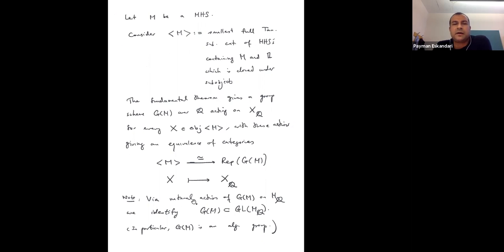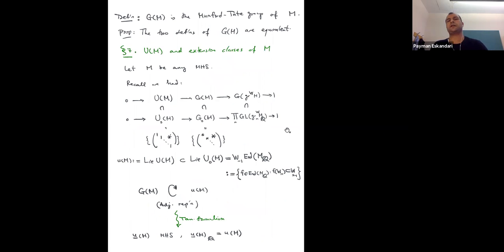Now, going back here, so far I've said that this is an affine group scheme over Q. But G_M, in particular, by looking at how it acts on M itself, on the representation associated to M, you get a map from G_M into GL of M_Q. And because this category is generated by M, the action on every object is determined by the action on M. So this is actually going to be an injection. And this way you identify G_M as a subgroup of the general linear group.